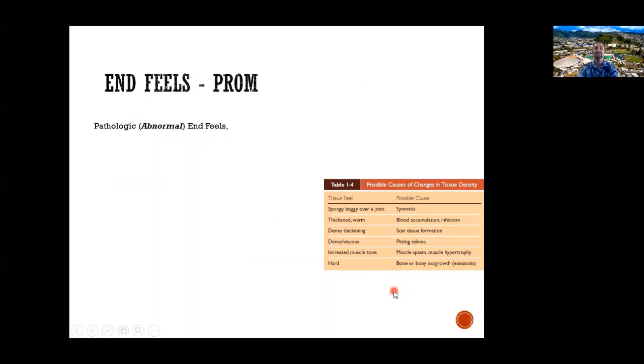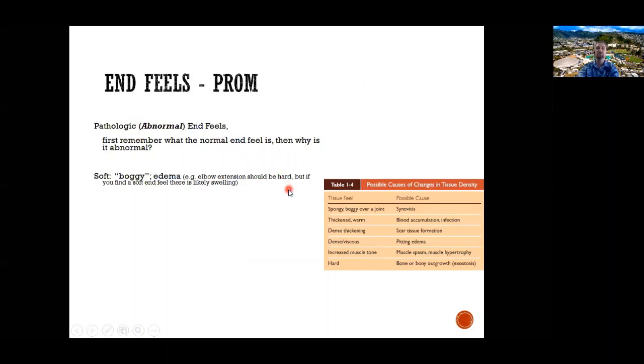But what would make an end-feel different? So if we think about what's normal first, right? Always remember what's normal. Elbow extension is always hard, right? Because when I lock out my elbow, the olecranon and the olecranon fossa contact. That's bone on bone, that should be hard. If you get a boggy end-feel or something that's abnormally soft, then we assume that there's some swelling, right? If it's firm, we might think like the muscles are spasmed. So if I try to extend my elbow all the way and it doesn't move, maybe there's a spasm in the bicep, right? Because that would stop me from extending. So it'd be the opposite side of the joint. And then an abnormal hard end-feel, maybe there's a bony growth, exostosis, or a loose bony fragment in the joint. So something that's creating an abnormal hard end-feel when it should normally be firm or soft.